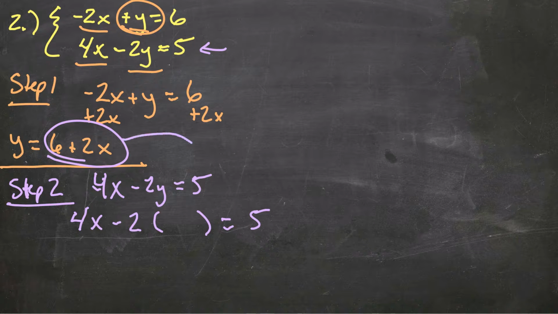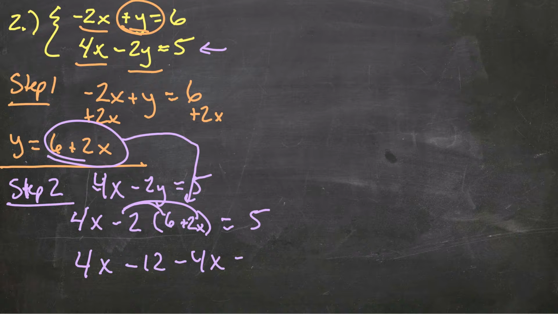I'm going to take 6 plus 2x from step 1, and plug it right into that empty set of parentheses. Now the hardest part in step 2 is actually going to be the distributive property. Most people will make a sign mistake with that negative 2 in front. So negative 2 goes to both. I end up with 4x minus 12 minus 4x equals 5.